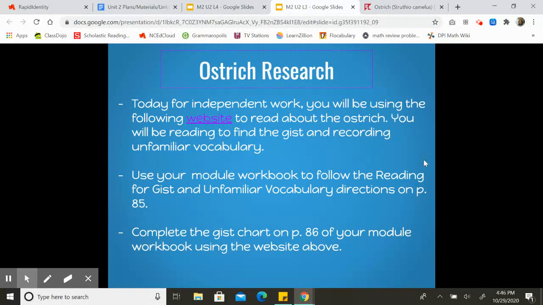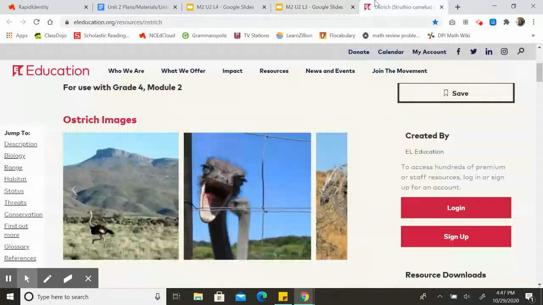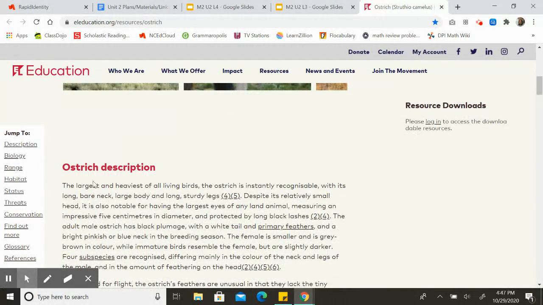And where are you going to do that? Well, you're going to flip to page 86 of your module workbook. And you are going to record the gist in page 86 of your module workbook. Make sure you use Ostrich description as the paragraph title on the left-hand column, okay?